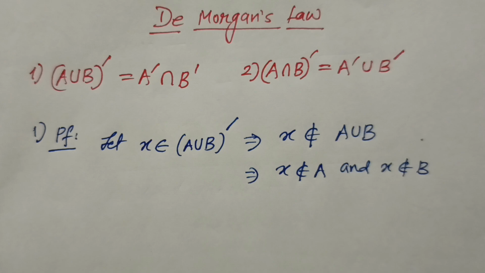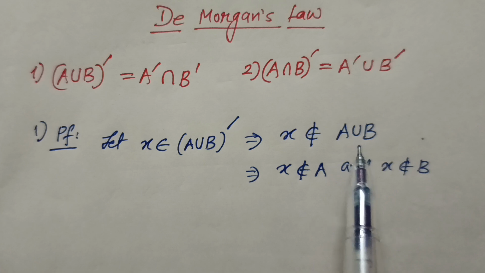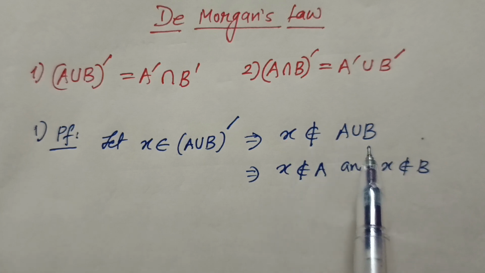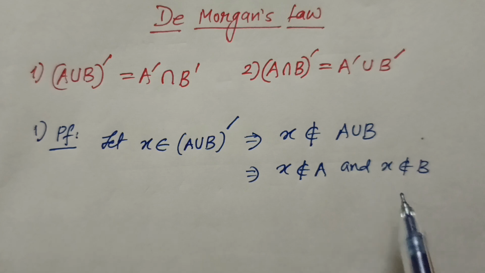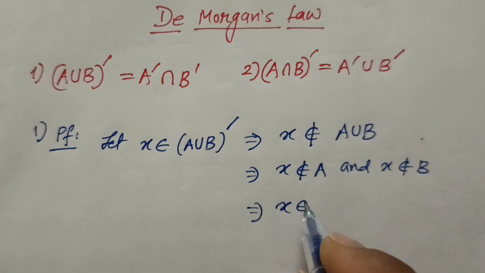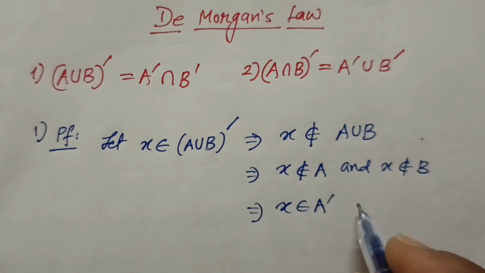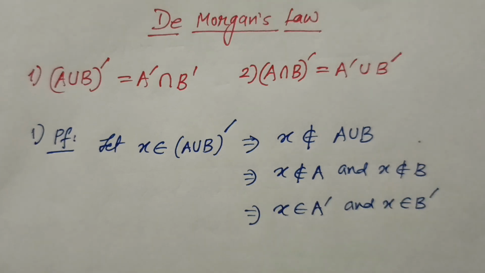Or you can remember it in this way also, that when X belongs to A union B, that means X belongs to A or X belongs to B. But when X does not belong to A union B, that means X does not belong to A and X does not belong to B. This implies X belongs to A complement and X belongs to B complement.